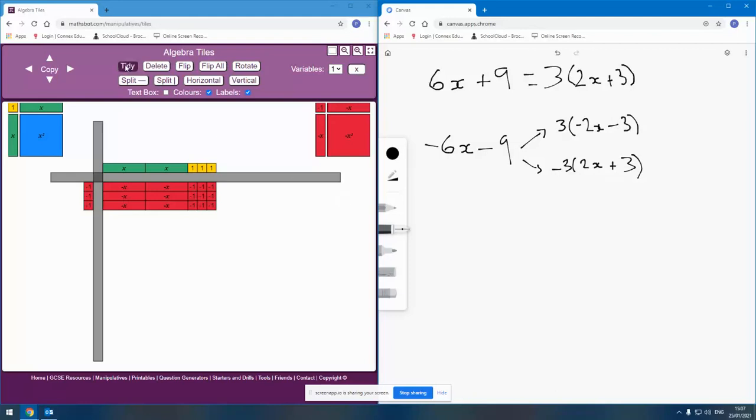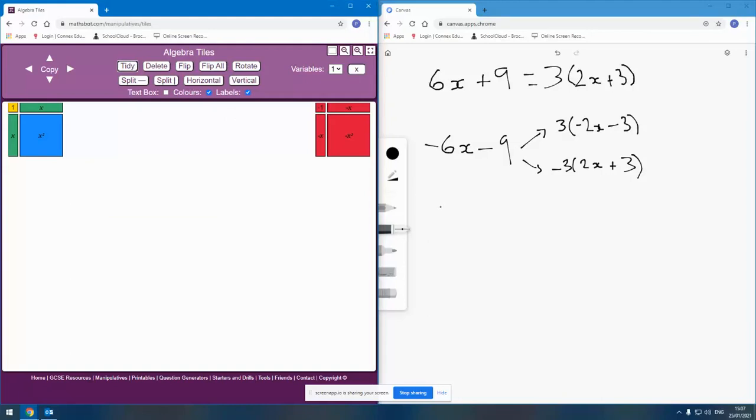And then when we come into something like 12x plus 8, we have potentially different rectangles we could make without having a width of 1. So here is 12x plus 8.